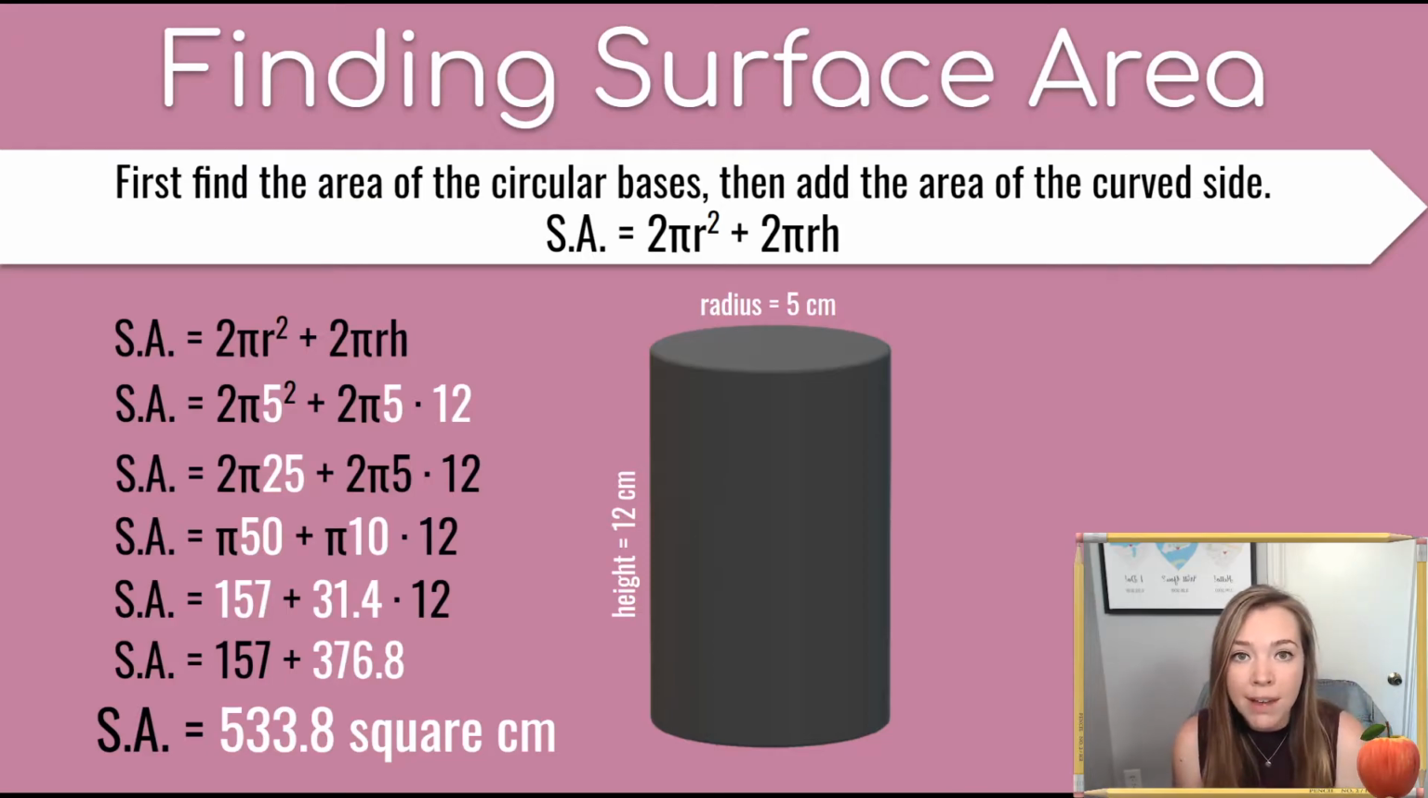For area, we measure in square centimeters because we're looking to see how many square units will fit around the outside of this figure. So maybe we want to wrap a cylinder as a gift. Maybe we have a canister and we want to wrap a label around it. These would all be situations where we would want to find that surface area. Let's try one more example.